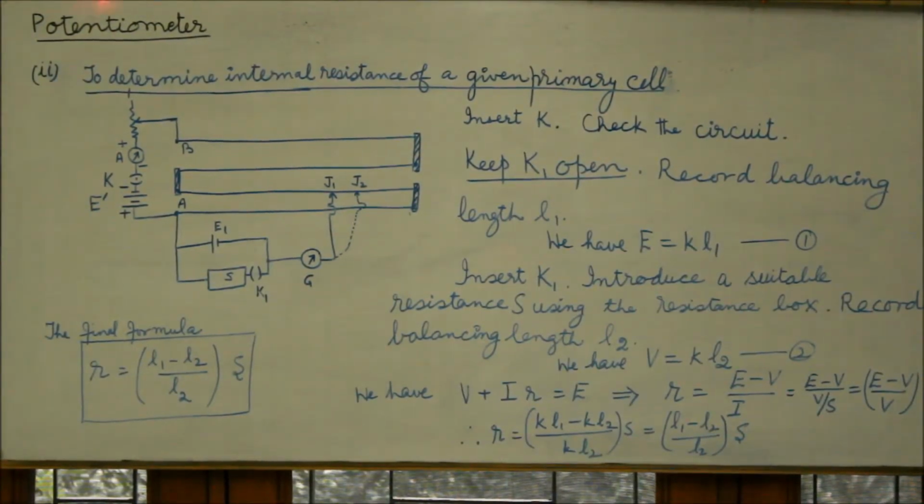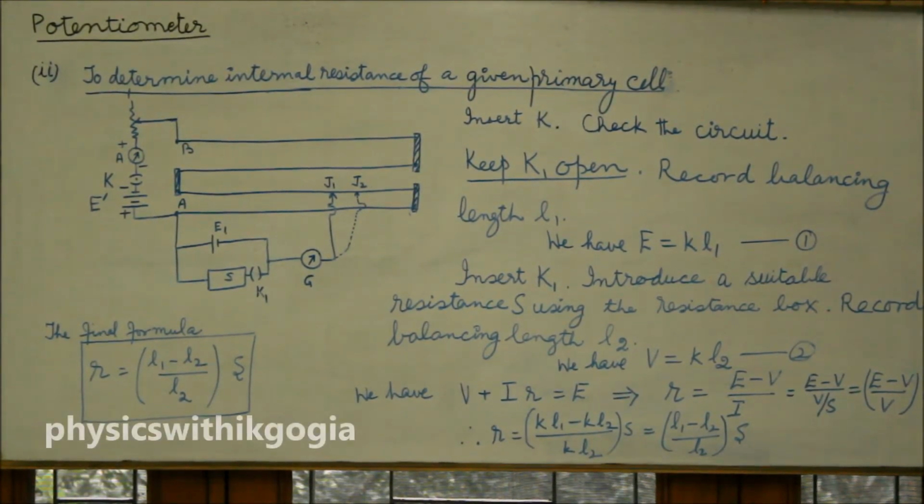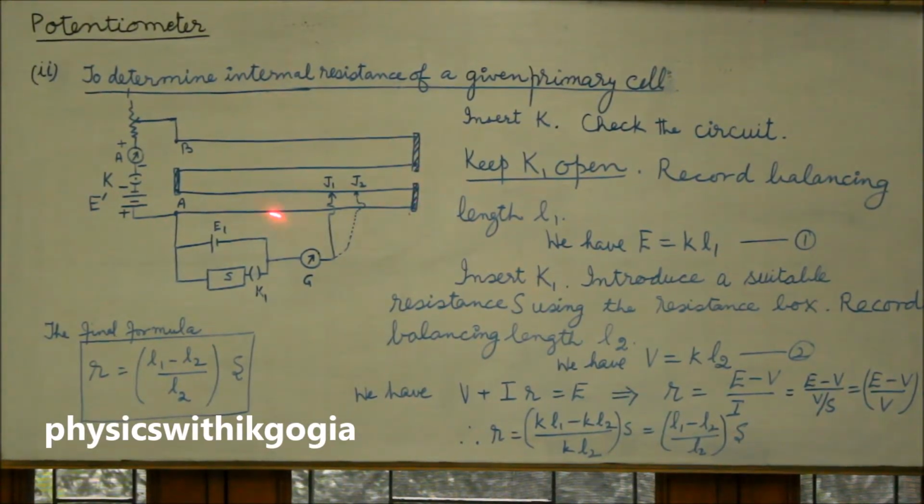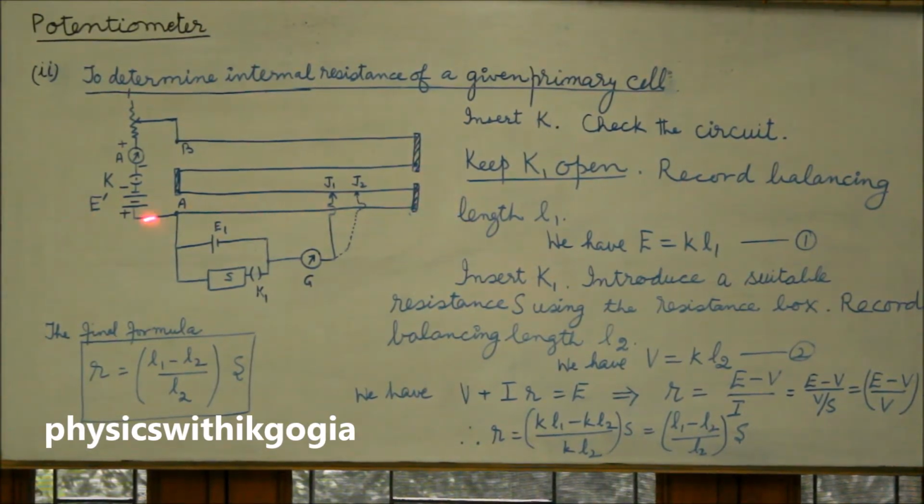Next application of potentiometer is to determine the internal resistance of a given primary cell. For the purpose, we need to change the circuit. Here what we have is the potentiometer. Remember, this circuit, the main circuit, remains unchanged. Means you have a battery, the key, the ammeter and the rheostat connected in series to the potentiometer wire.